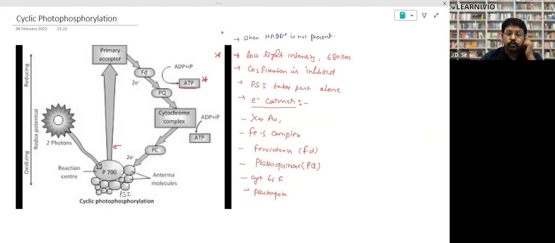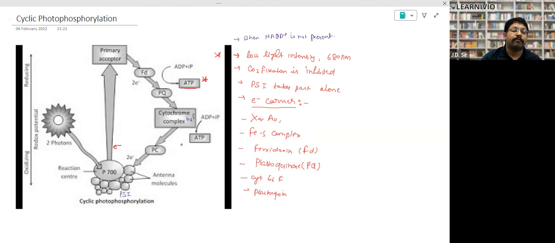Suppose you go to some place, and you have been informed that someone is there to receive you. If that person is not there, what will you do? You will come back. The same thing happens with this electron. When the electron acceptor NADP+ is not there, it will come back to its home. So from ferredoxin, it will go to plastoquinone. When it goes to plastoquinone, generation of energy takes place. ATP will form. It will go to cytochrome b6f complex. Again, ATP will be generated. Then plastocyanin, and the electron will come back again to P700.